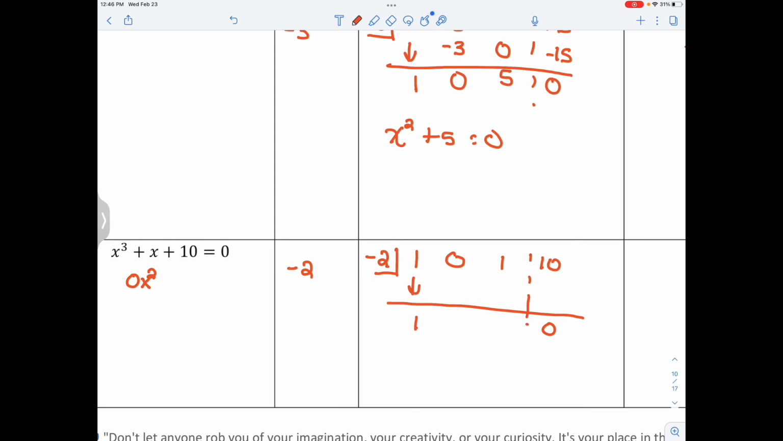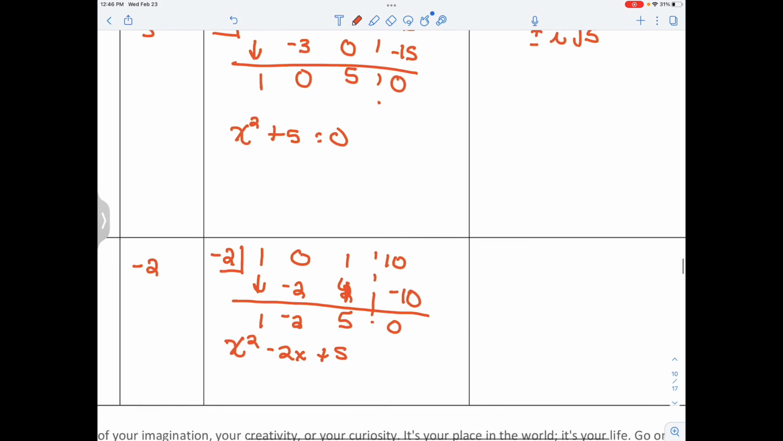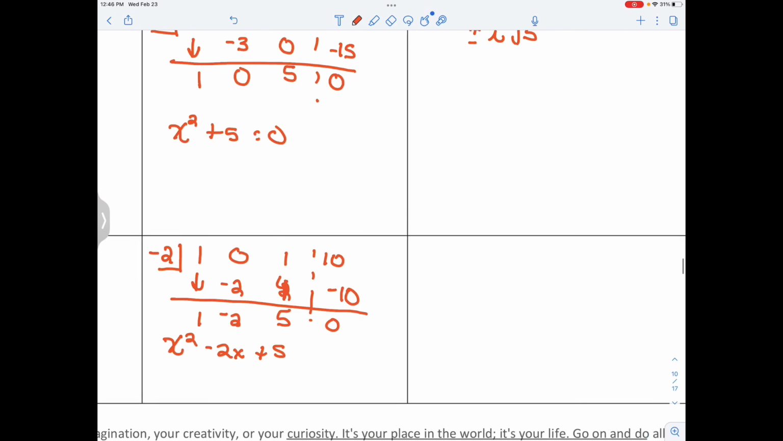We'll bring down our 1. So we get -2, and that is 2. Nope, that's 4. And this would be 5, and that's negative 10, which comes out to 0. So my equation would be x squared minus 2x plus 5. And then I would use the quadratic formula.